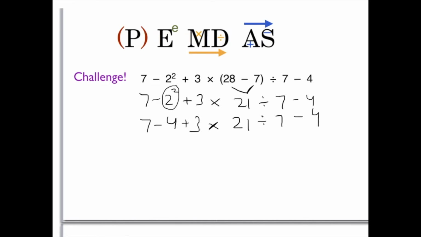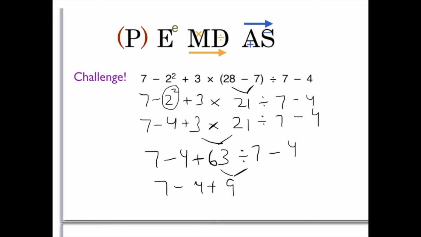So let's take a look. We've got some multiplication here that comes before the division. So let's go ahead and do that. 3 times 21 gives us 63. And again, we have a 7 minus 4 plus out here. Divide by 7, subtract 4. And here we go. Now we're just left with this division. And we'll do that first. 63 divided by 7 gives us 9. We get 7 minus 4 plus 9 minus 4.